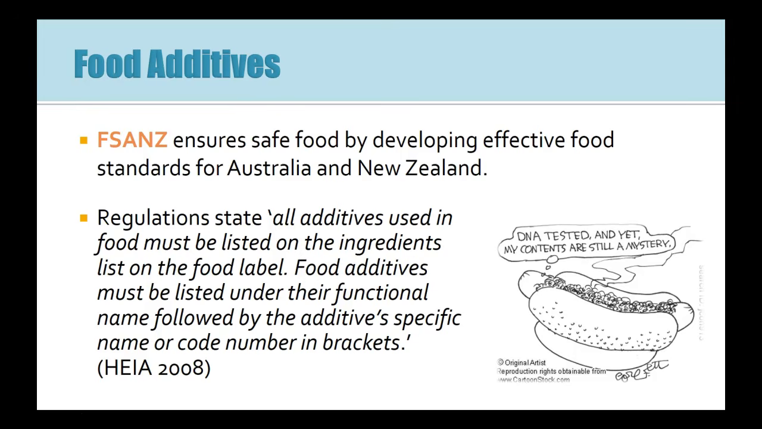So FSANZ ensures safe food by developing food standards, and all additives must be listed on the ingredient list of the food label and must be listed under their name as well as the code in brackets. So if you actually have a look at the ingredient list on some food in your house, you'll see a whole bunch of numbers next to various additives.